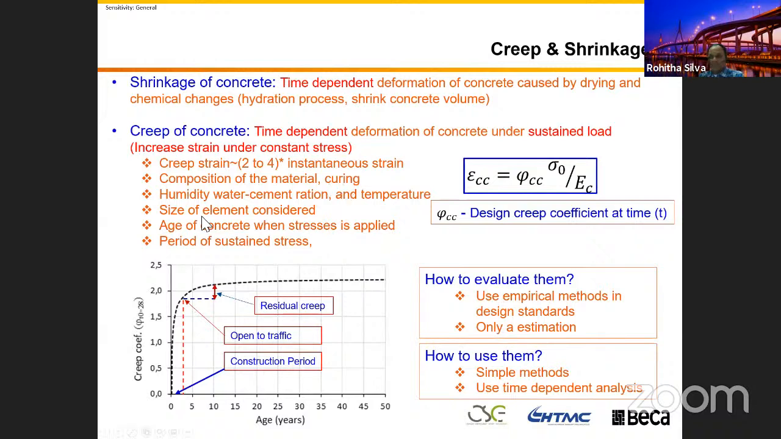And creep and shrinkage depend on the size and dimensions of the bridge element we're going to consider, and the age of the concrete when you apply the forces on the bridge. For example, in pre-stressed concrete construction in Australia, we stress the girders today, and the next day we remove them from the mold. We use heat curing, and then we get quick concrete strength.